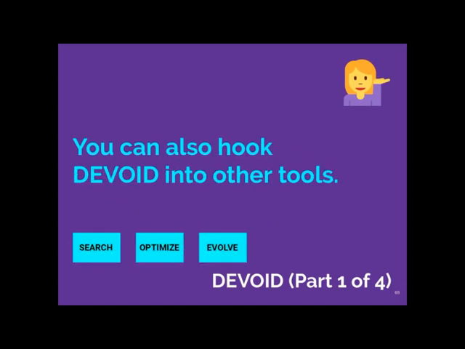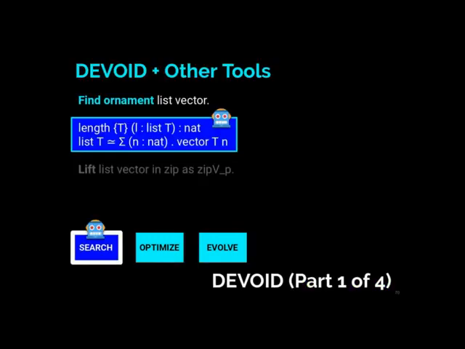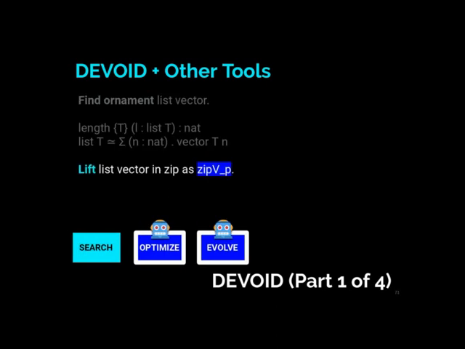But that's only the human workflow. Devoid is also useful for hooking into other tools. Devoid discovers these equivalences automatically. So this means that we can use it to search for and prove equivalences that other tools can then port functions and proofs across as well. In addition, the lift command works by a program transformation. So our new zip VP function is not defined by converting these packed vectors back to lists, calling zip, and then converting back. Instead, it's defined directly over vectors.